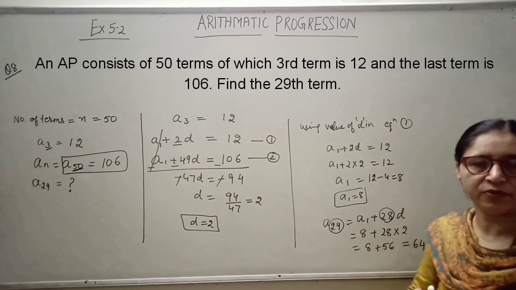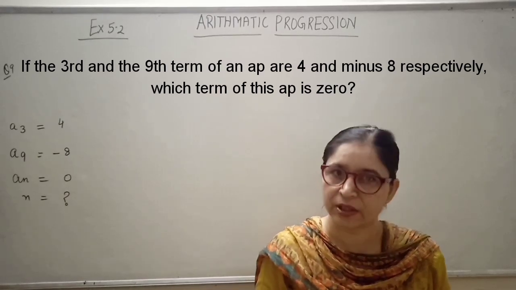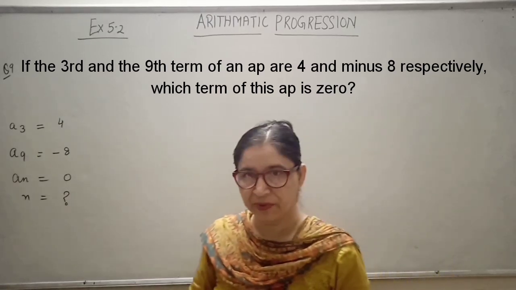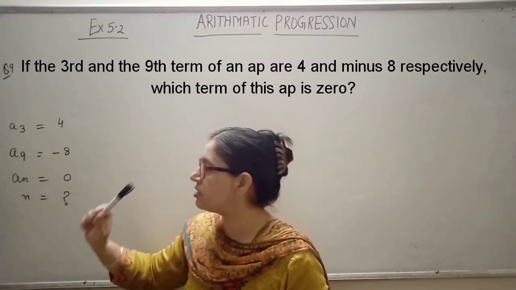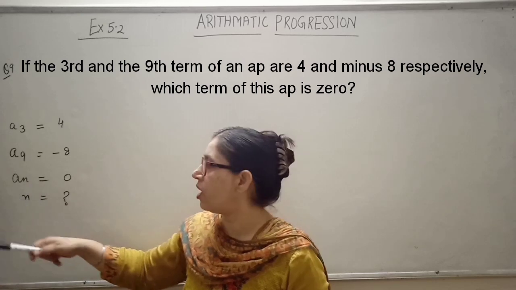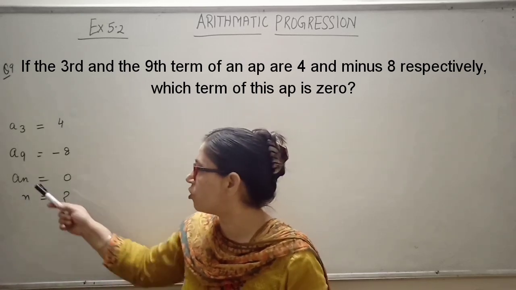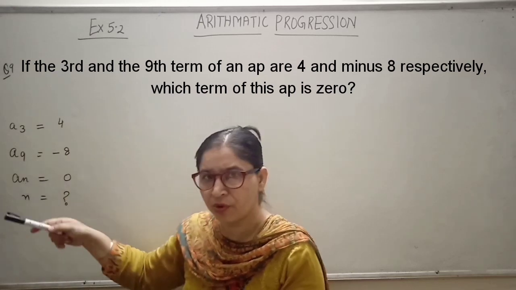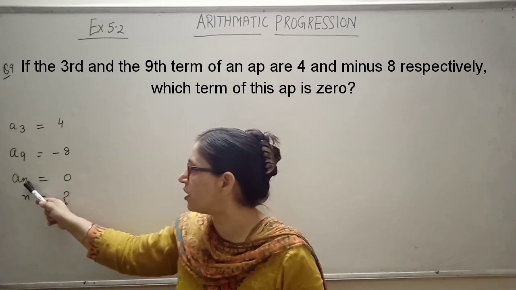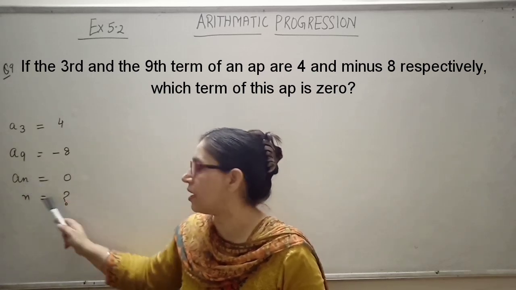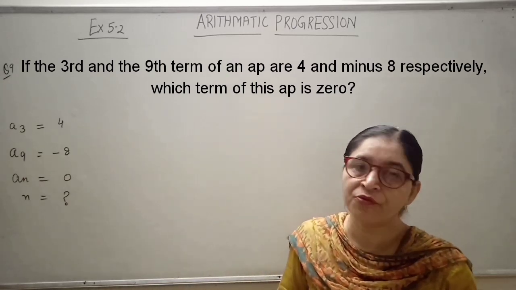64. Okay. And students, in the next question number 9, it is given that in an AP its third term is 4 and ninth term is minus 8, and you are to find out which term is 0. Which term is 0 means an is 0, we don't know at which number it is, so you need to find what n is. It means you are to find out the value of n.